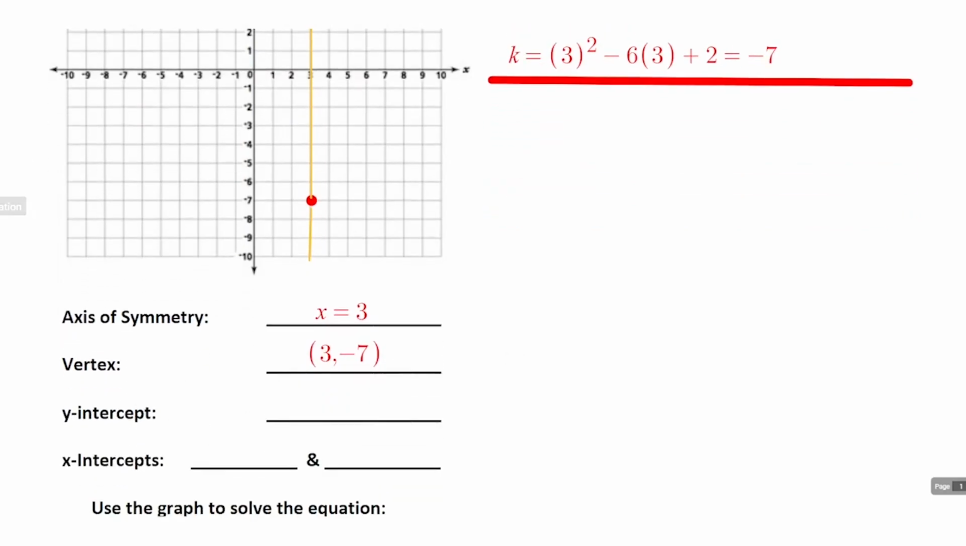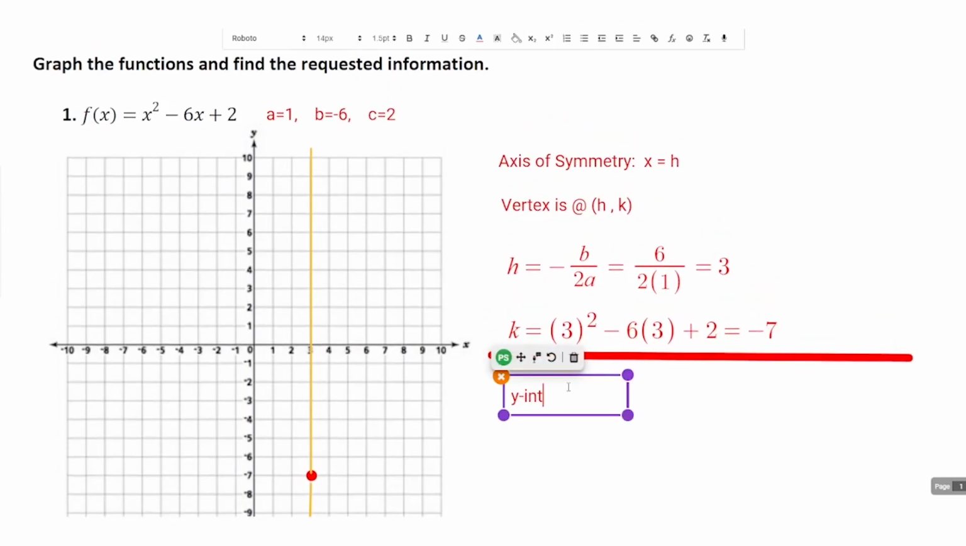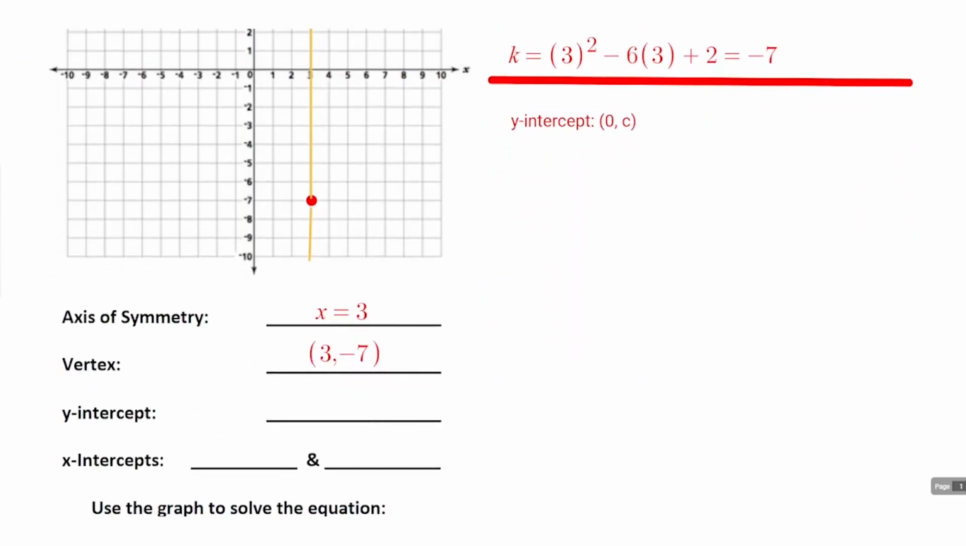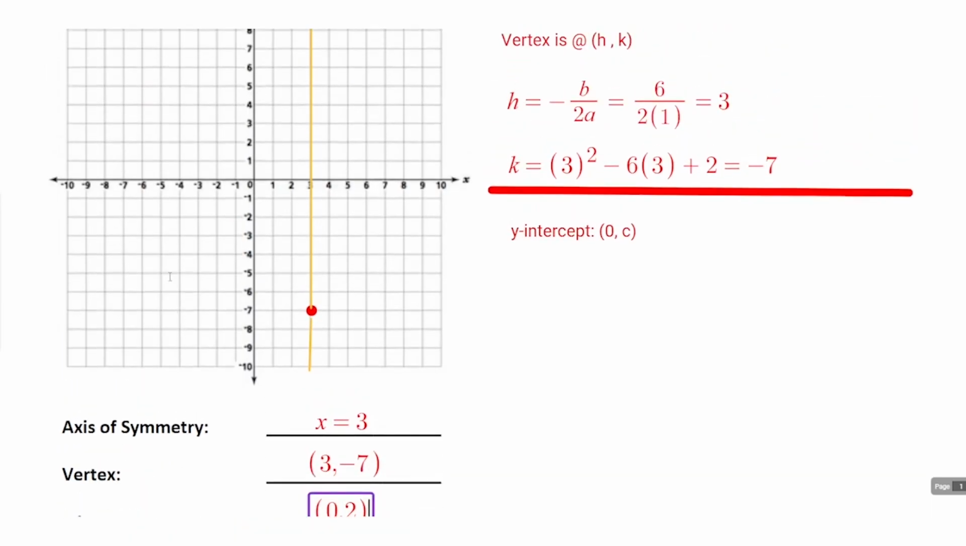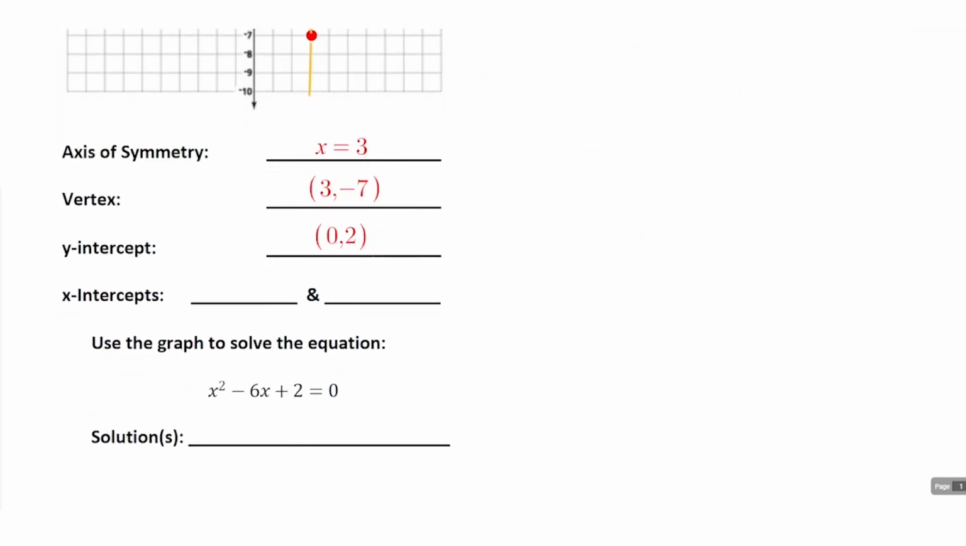All right, the y-intercept, that's typically the easiest thing to find. I'll make a note here just so we can have it all laid out. The y-intercept is going to be at 0, comma, and then whatever the c value is. Okay, so in this case, the c value is 2, so I know my y-intercept is going to be at 0, comma 2. And let's just go ahead and plot that one as well. Right about there.